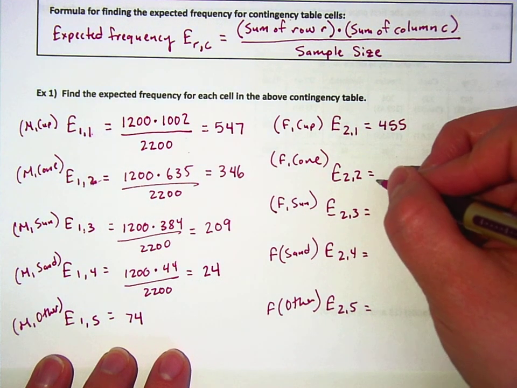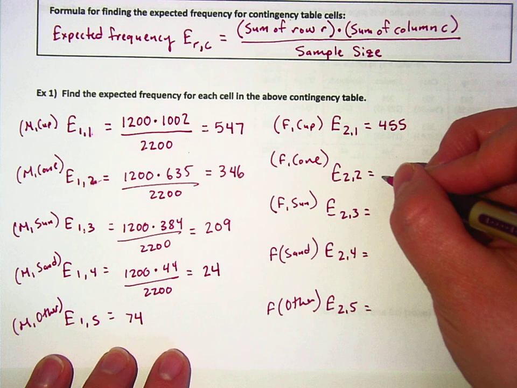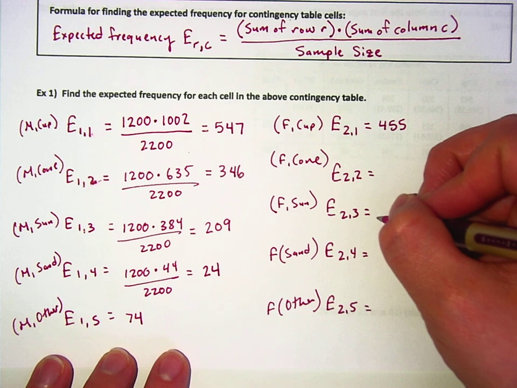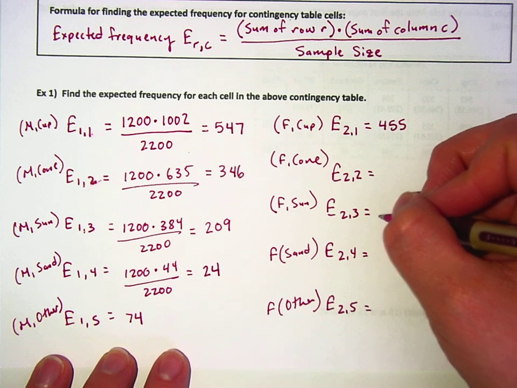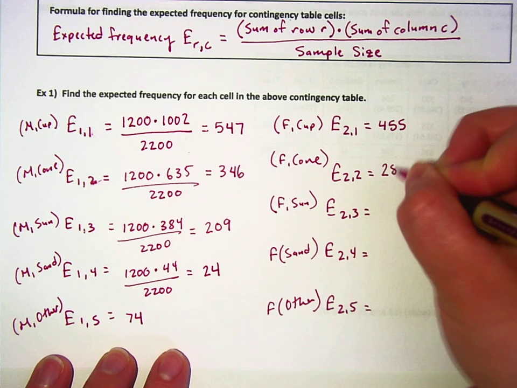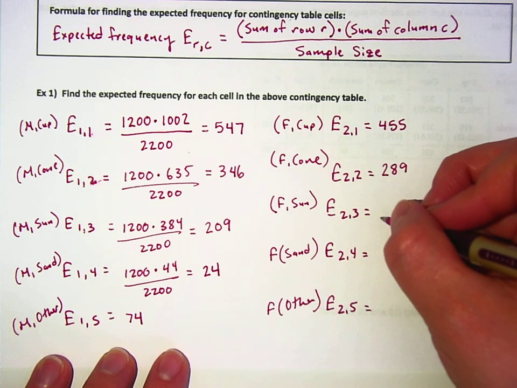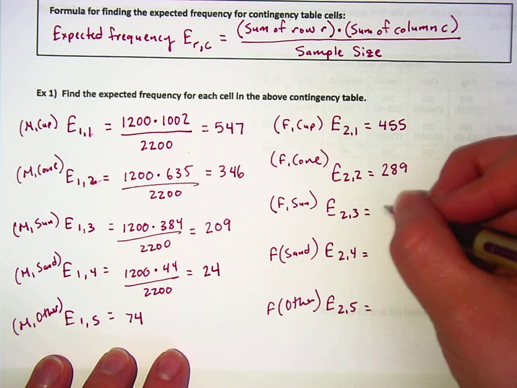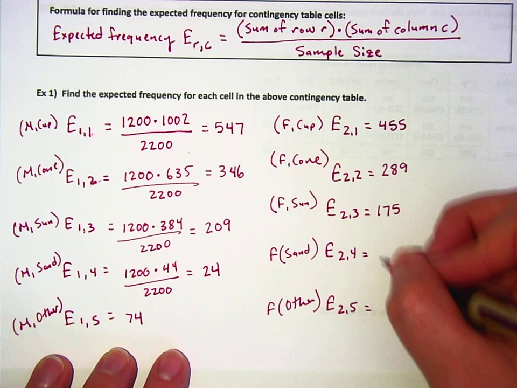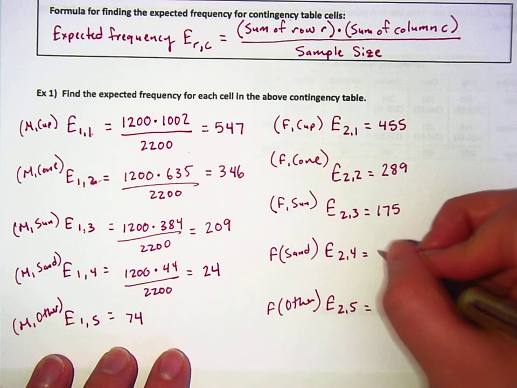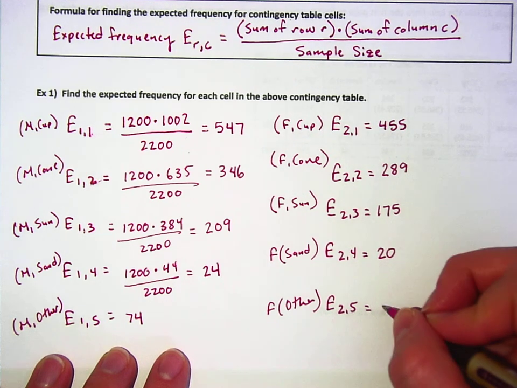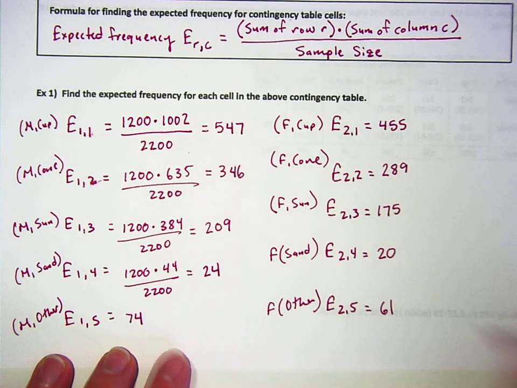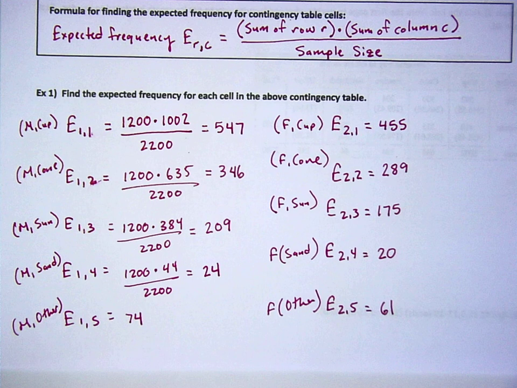Krista? Is it 288? 289, I think. Okay. Michaela? 175. Yeah. Tanner? 20. Yeah. Mitchell? 61.36. Yeah. Okay.